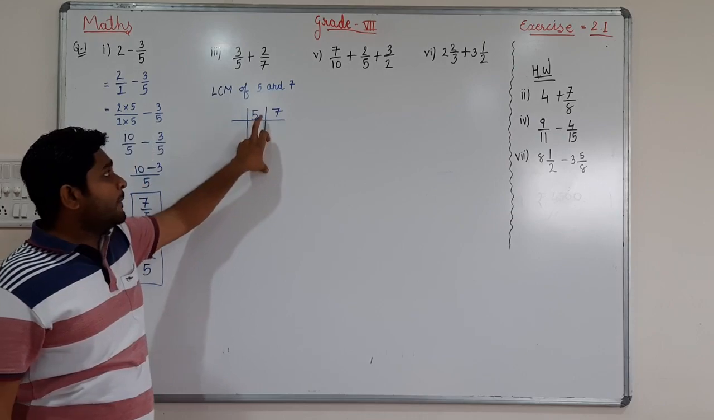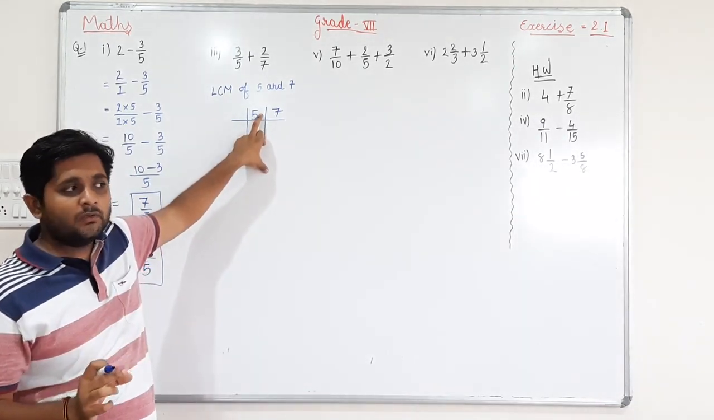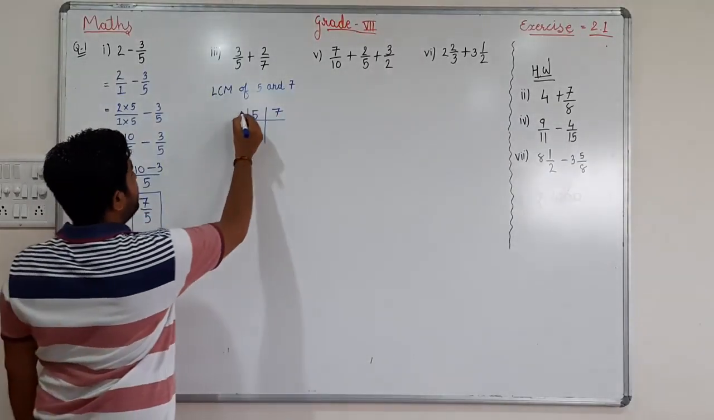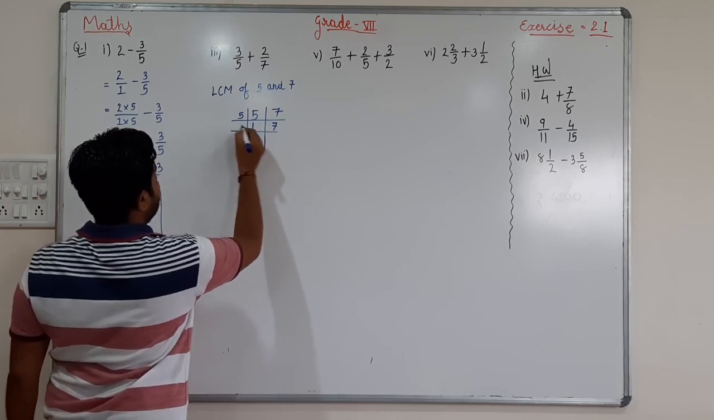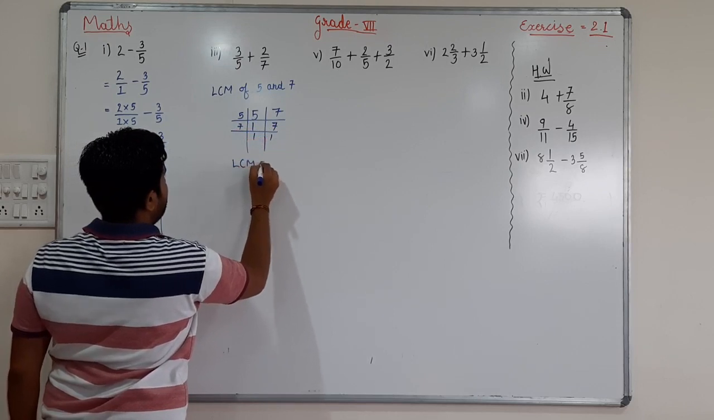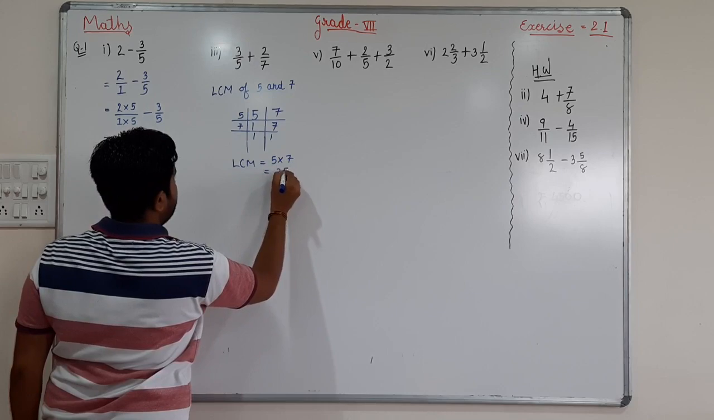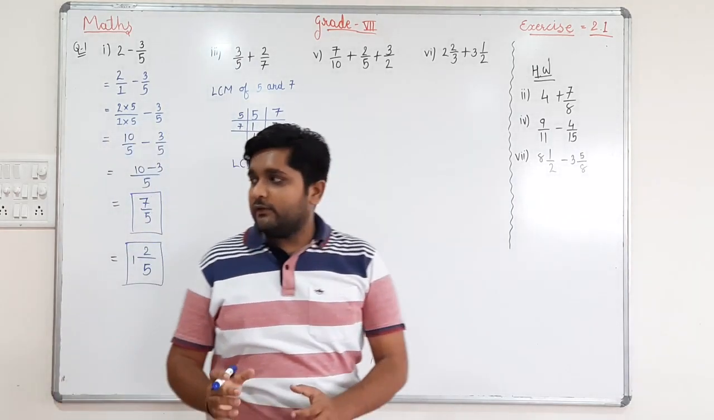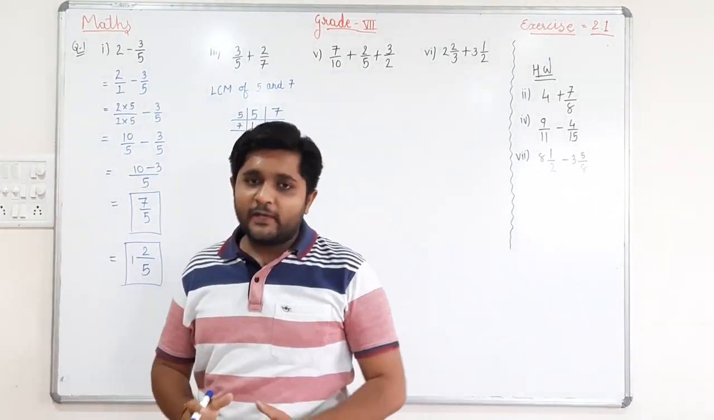5 कौन से टेबल में आता है? कोई भी टेबल में नहीं. So directly we can put here 5, and 7 भी कोई भी टेबल में नहीं आता. So 5 ones are 5, 7 as it is. Now 7 over here 1, 1. So LCM equals 5 multiplied by 7, 35. So now friends, we got the LCM here as 35.